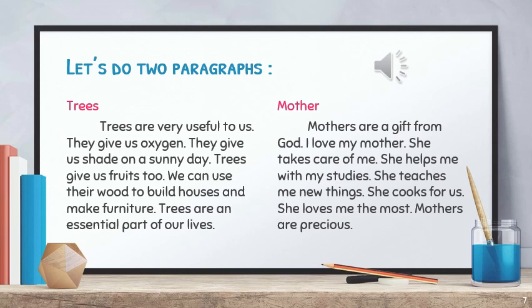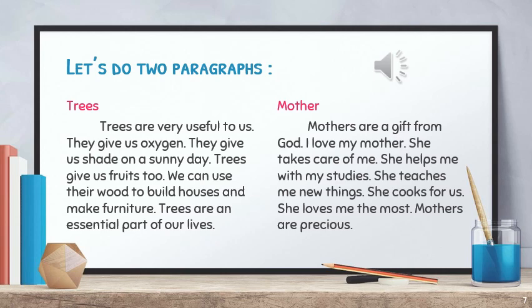Mothers are precious. So now when you look at the topic sentence, that is, mothers are a gift from God, that's the first sentence, right? Now, the first sentence gives us a fair idea as to what we're talking about. We're talking about mothers and why they're considered a gift from God. Now the following sentences, the sentences that follow the first sentence, support the main idea that mothers are a gift from God, right?